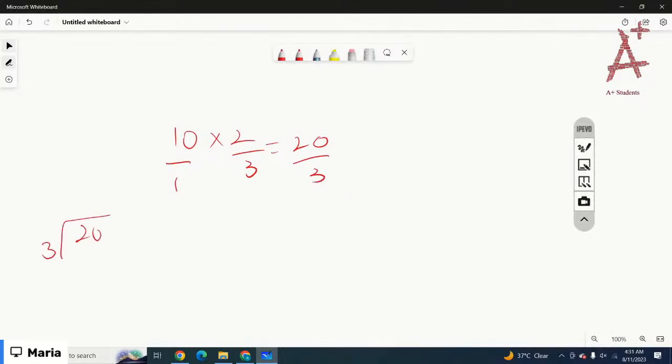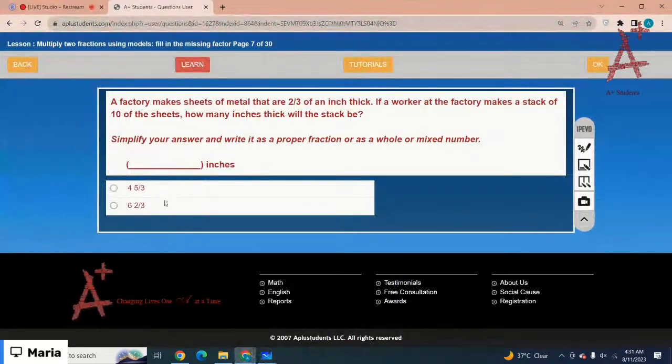So 3 times what number is 20? Okay, so just divide. 3 times 6 is 18, and 20 minus 18 is 2. So it would be 6 whole 2 over 3. So the correct option is 6 whole 2 over 3. That would be, I think, the second option. The second one is the correct one, right?